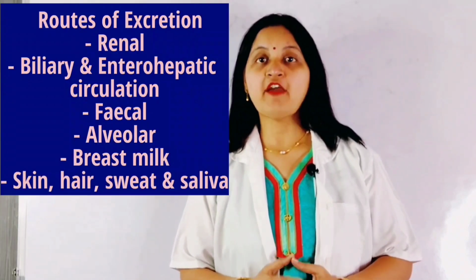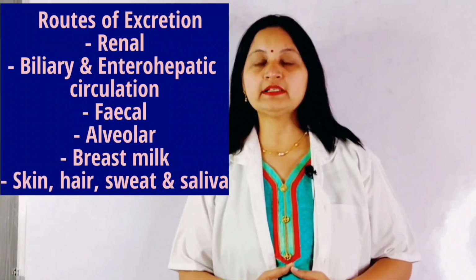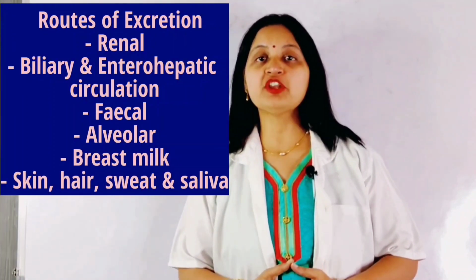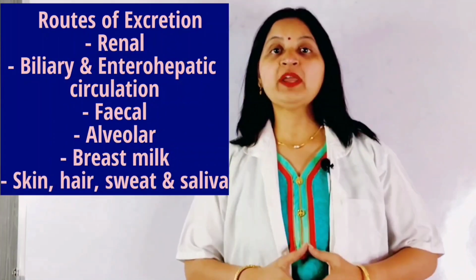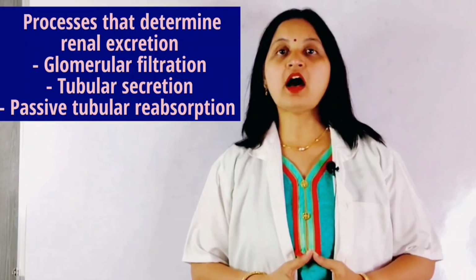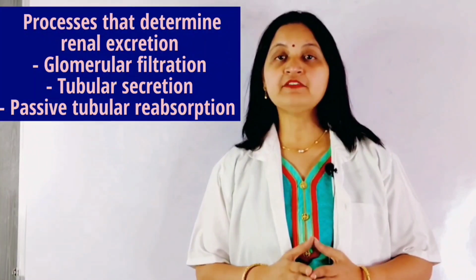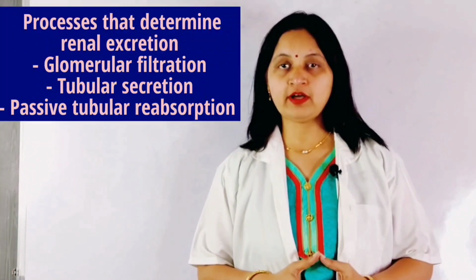This lecture is about excretion of drugs. The major routes of drug excretion are renal, biliary, fecal, alveolar, excretion through skin, hair, nail, and excretion through breast milk. There are three processes that determine the renal excretion of drugs. These are glomerular filtration, tubular secretion, and passive tubular reabsorption of drugs.